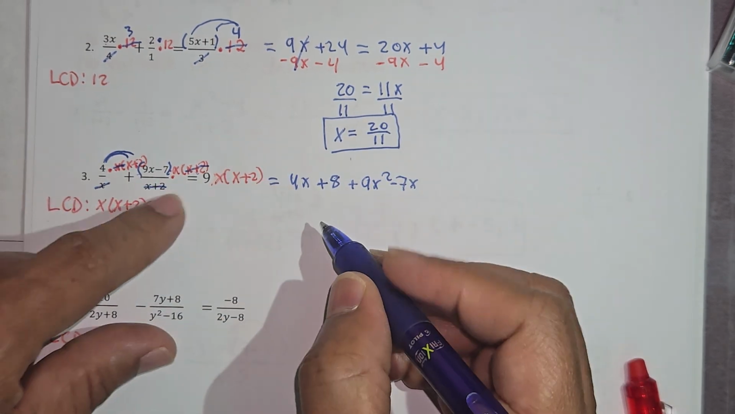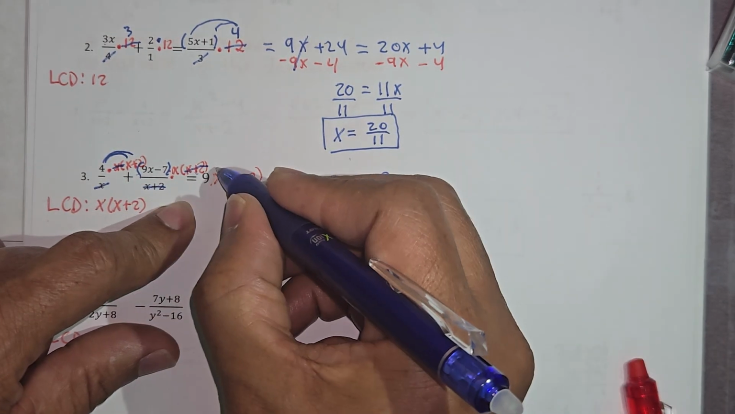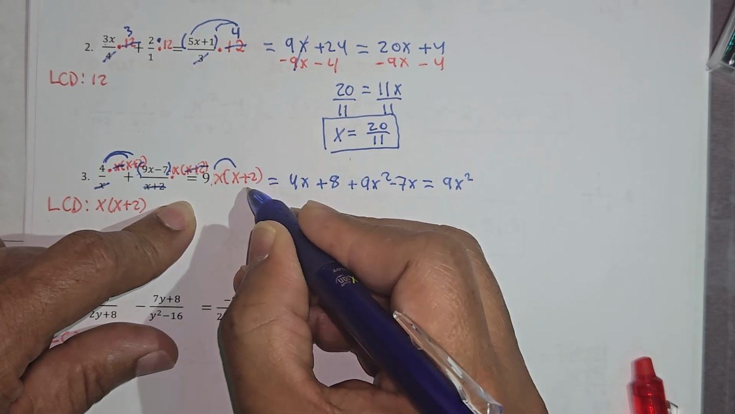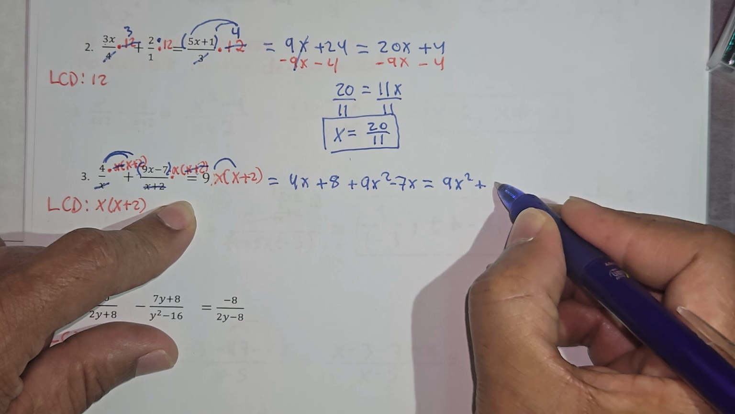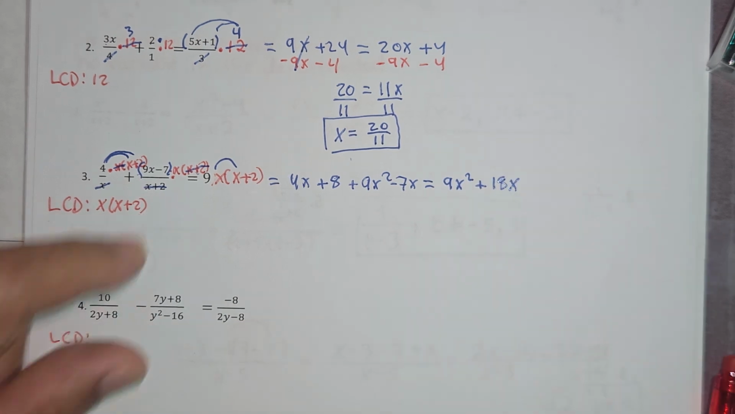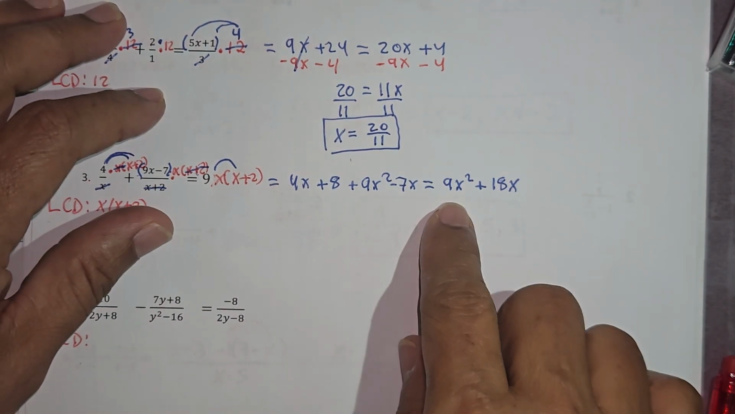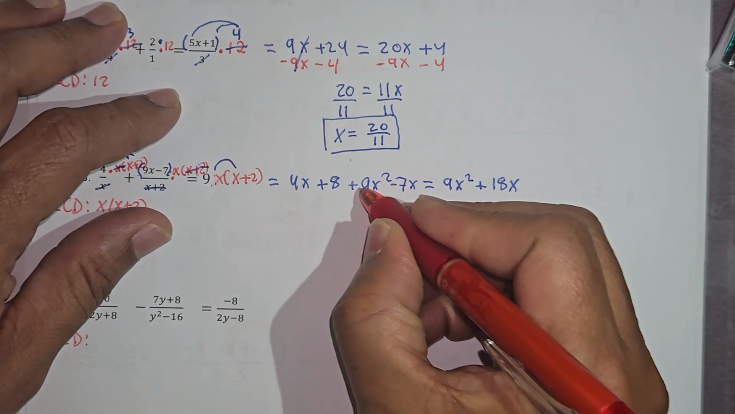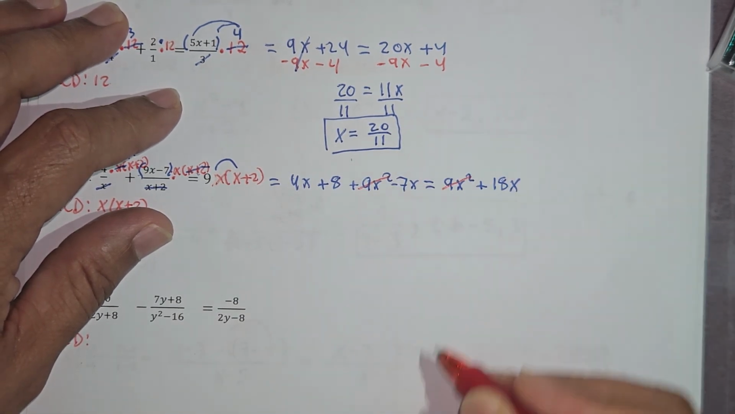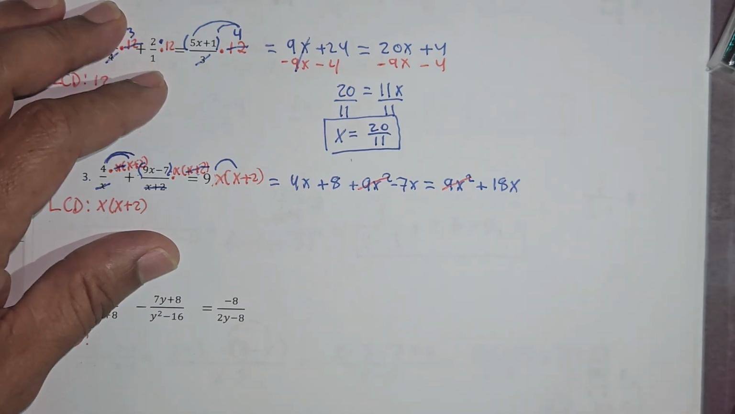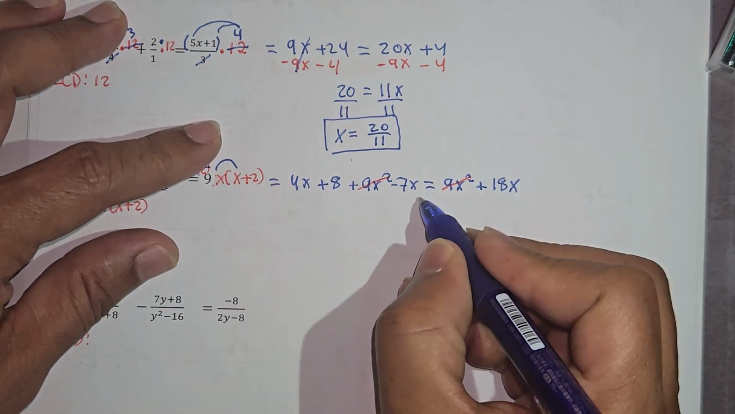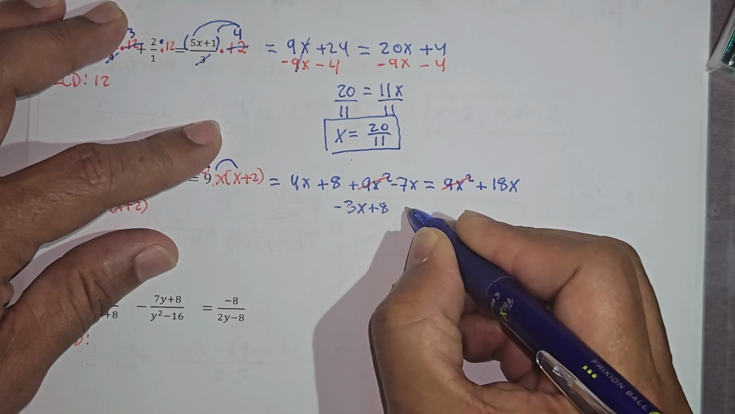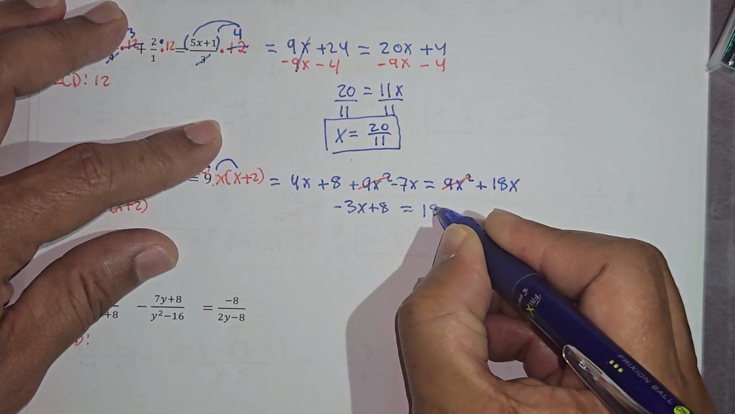So that is the left side, the right side. 9x times x, that's equal to 9x squared. 9x times 2, that's plus 18x. So notice that we have 9x squared and 9x squared, so that means we can cancel those out, because if we subtract one from either side, they're going to cancel out. And then on this side we have 4x minus 7x, which is negative 3x plus 8, and that equals 18x.